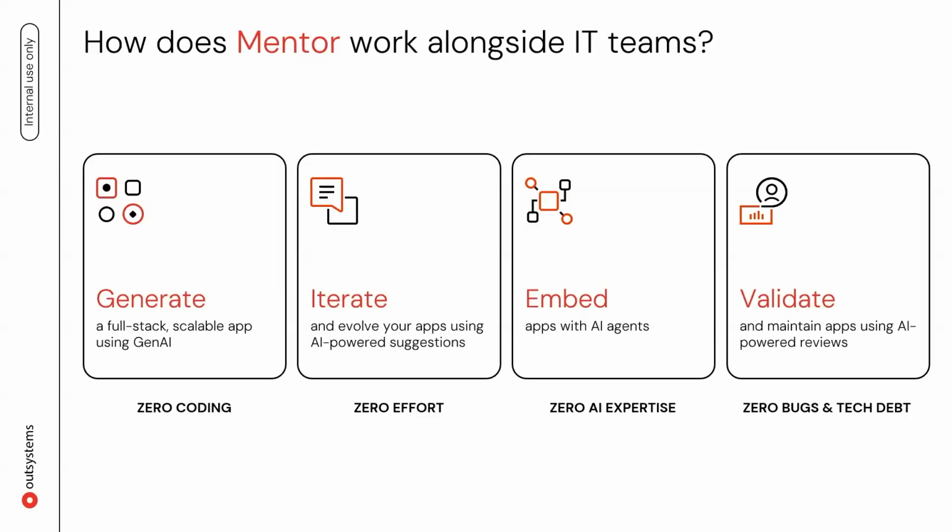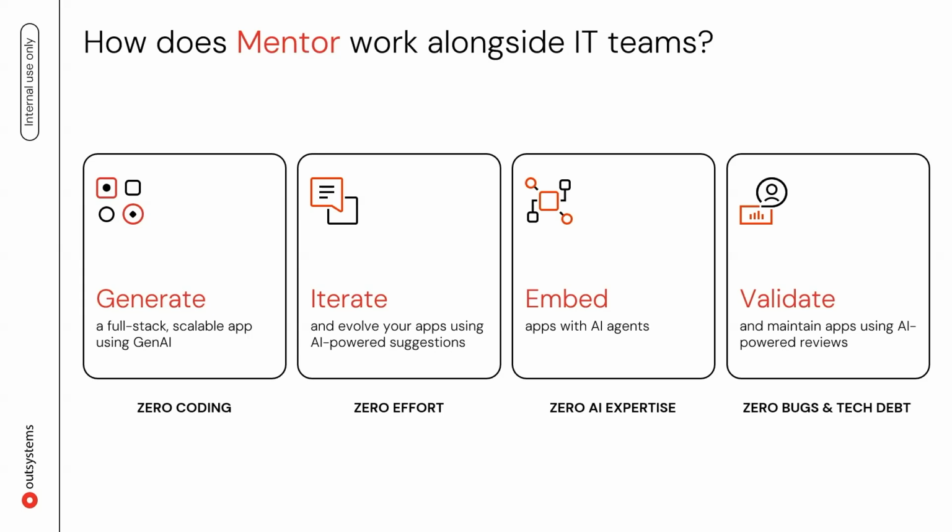Okay, so moving on. Now, we've already discussed the ability for users to generate and iterate their apps using Mentor. Mentor also provides customers the capability to embed AI agents into their applications and to validate and maintain their applications by using our code quality mentors, such as the app architecture, maintainability, security, and performance mentors that review your work in real time to ensure high quality, secure, and highly performant applications that are built according to OutSystems best practices to prevent technical debt and ensure that your applications can grow and change as needed to keep your business on the cutting edge.